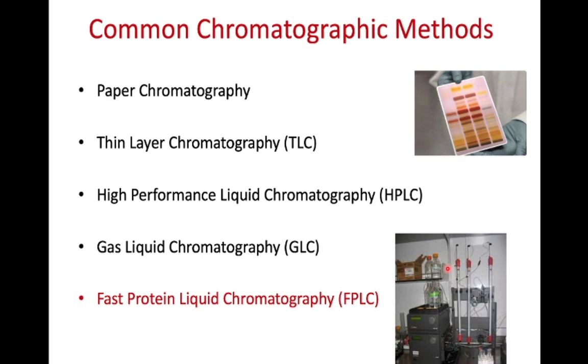Some of the common chromatographic methods, some of the very simple methods, include paper chromatography to separate our products, and thin layer chromatography, TLC, which you might have used before. We can use high performance liquid chromatography, HPLC, which is a kind of fast TLC. We can use gas liquid chromatography, GLC, or fast protein liquid chromatography, known as FPLC.